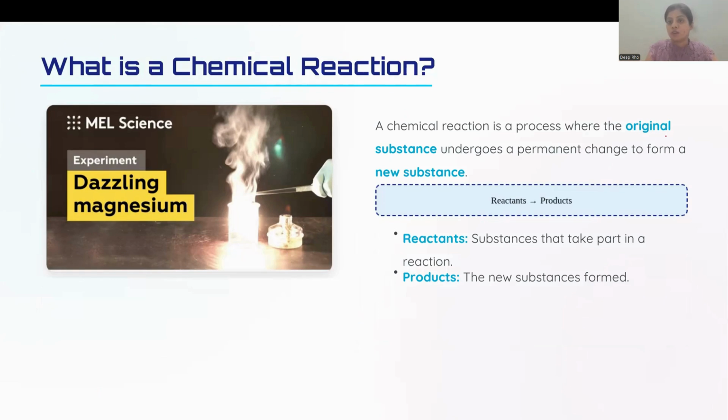A chemical reaction is a process in which the original substance undergoes permanent change. The substances which undergo change are called reactants, and the final substance which is formed after that change is called the product. So reactants are the substances which take part in the reaction, and products are the final things formed after the chemical reaction has happened.